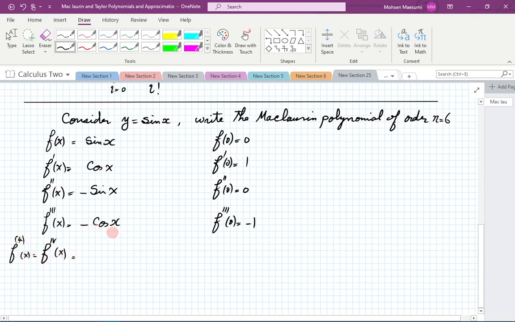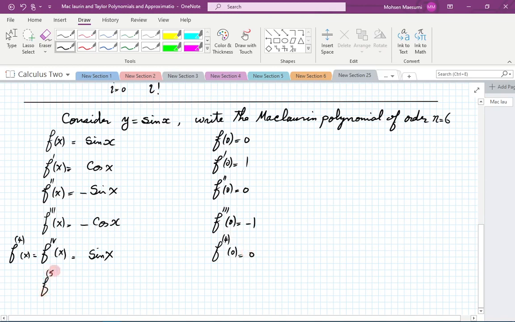Derivative of cosine is negative sine with another minus, becomes plus sine of x. So by the time we come to step 4, we are back where we started. So everything is going to repeat itself. So fourth derivative at 0 is 0.